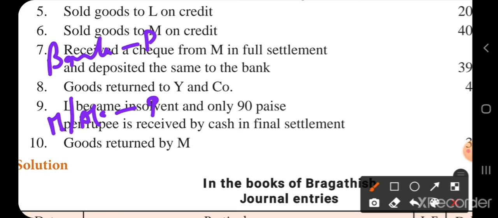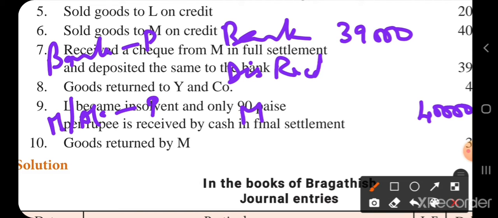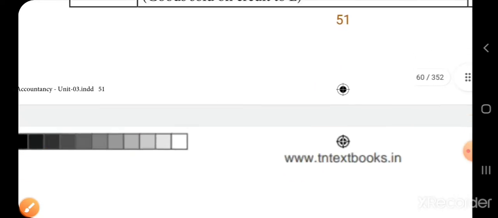What is the rule for personal account? Debit the receiver. Who is the receiver here? Bank. And credit the giver. Who is giving the check? M. So you credit M's account. Actually, you are supposed to get 40,000 from M, but you have received only 39,000 in the bank. That means the 1,000 amount is the discount allowed. Okay, so look at the solution here.